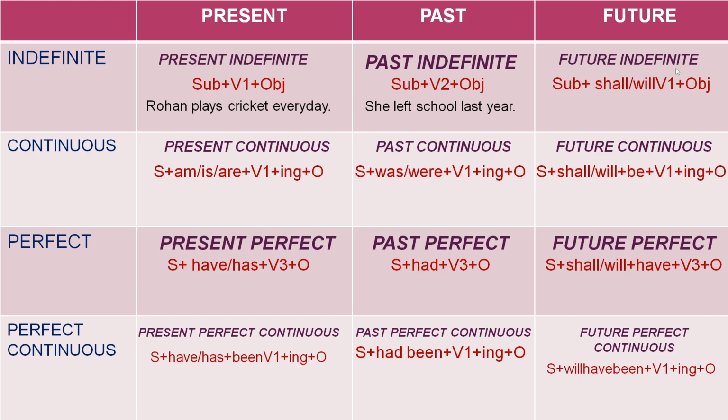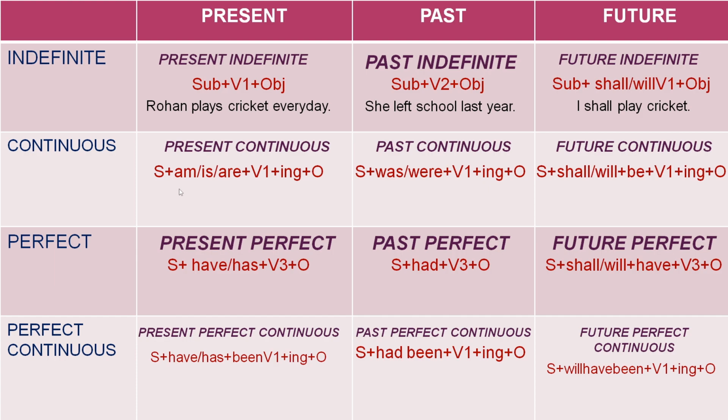Next one is future indefinite. The rule is subject plus shall or will plus V1 plus object. The sentence will be, I shall play cricket. Here I is the subject, shall is the helping verb, play is the main verb, V1, then cricket.